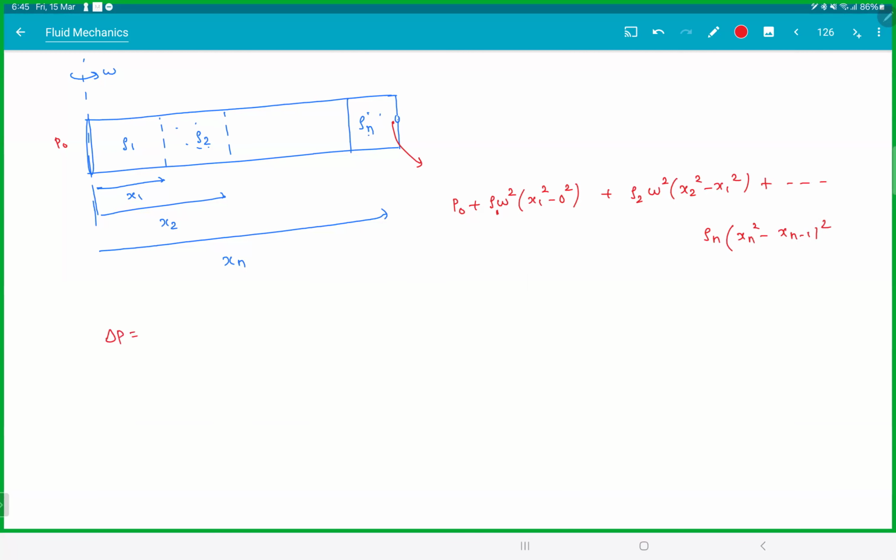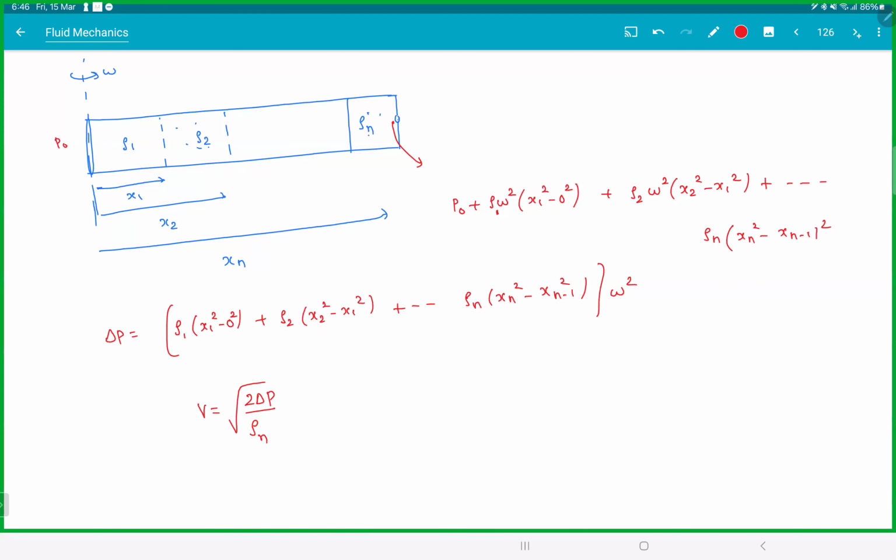So delta P will be, remove that P naught there, rho 1 x1 square minus 0 square, rho 2 x2 square minus x1 square, and so on till xn square minus xn minus 1 square, times omega square. This is your delta P, and speed V will be root over 2 delta P by which rho? Rho is the density of the liquid which is coming out. So rho n. Got this? This is for n liquids.